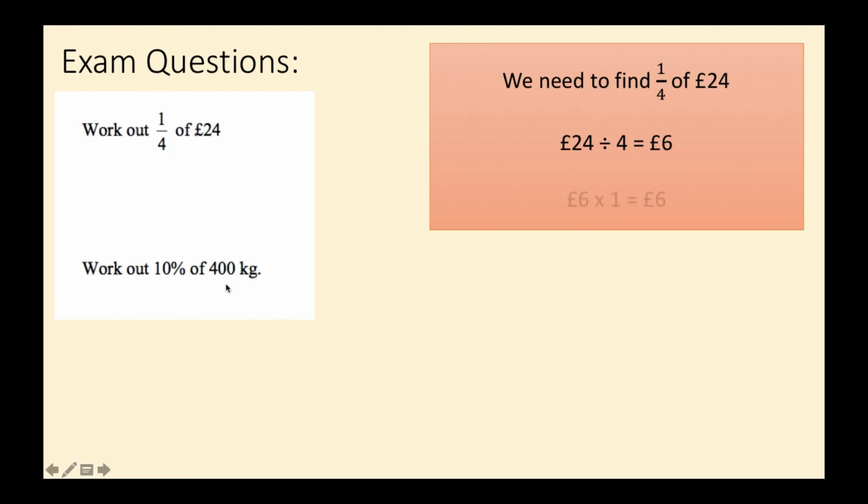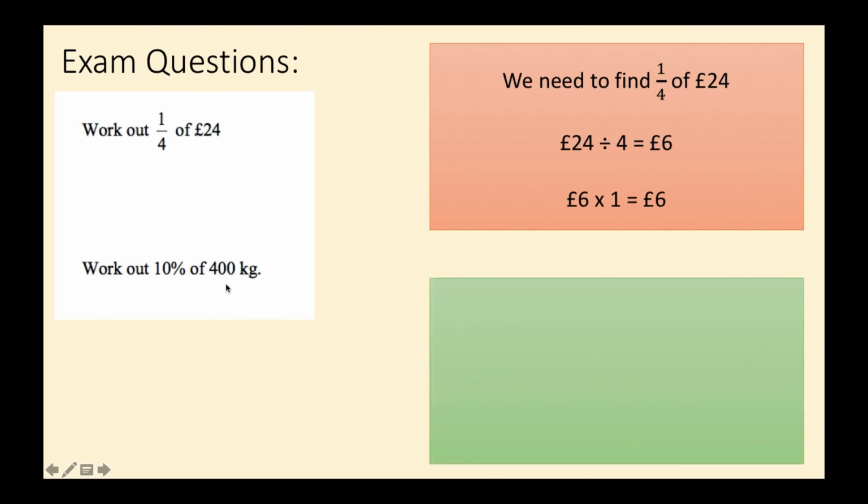Now, 10% is the easiest percentage to find because all you need to do for 10%, and it doesn't work for all percentages, but for this one it does, all you do is divide by 10. So 400 divided by 10 is 40, so that's your answer.